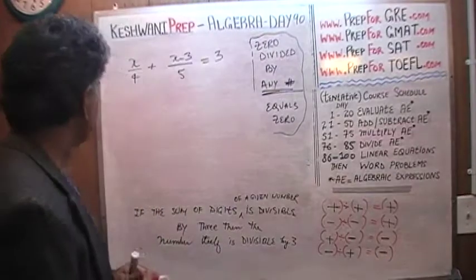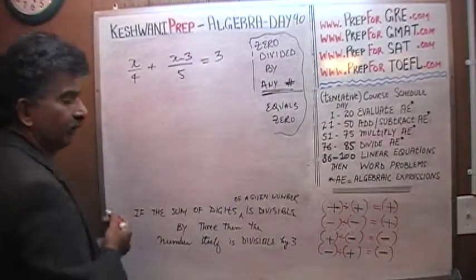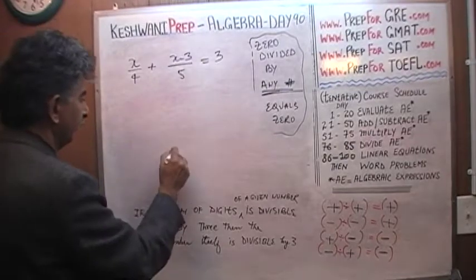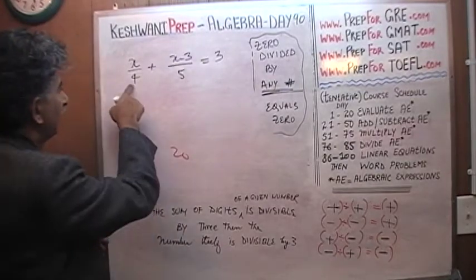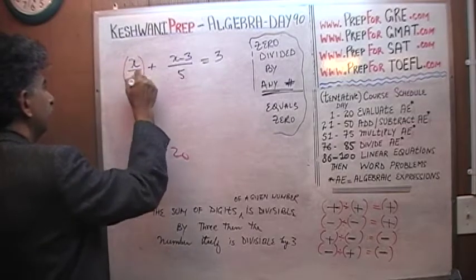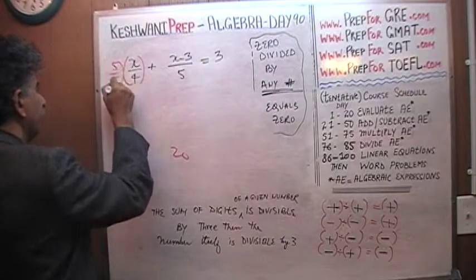So first things first, we have to find a common denominator of 4 and 5. The common denominator of 4 and 5 is 20. The question is, how do we turn this 4 into a 20? By multiplying this term by 5 over 5.